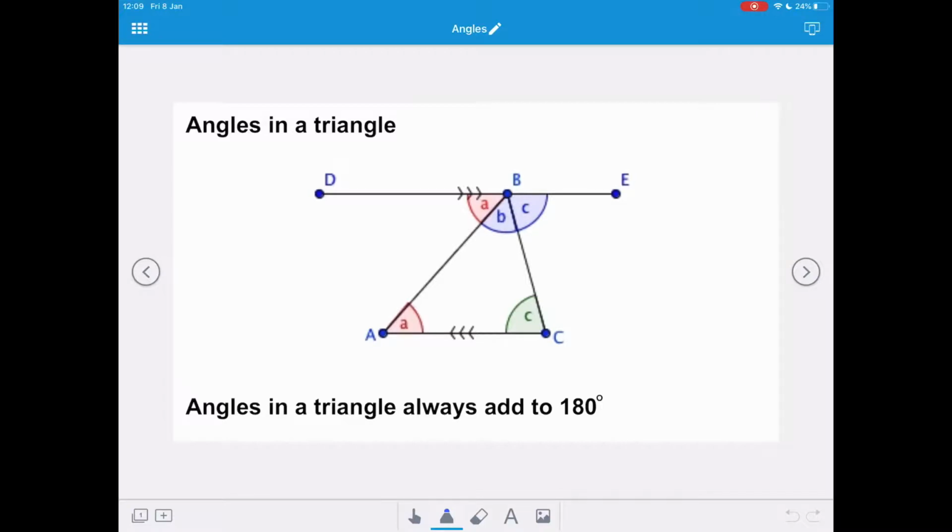Now, angles in a triangle always add to 180 degrees. And you can see the proof of this in this diagram. Because if we put on our alternate angles, so our Z-shaped angles, you can see that angle A inside and angle C inside the triangle will form a straight line at the top of the Zs.